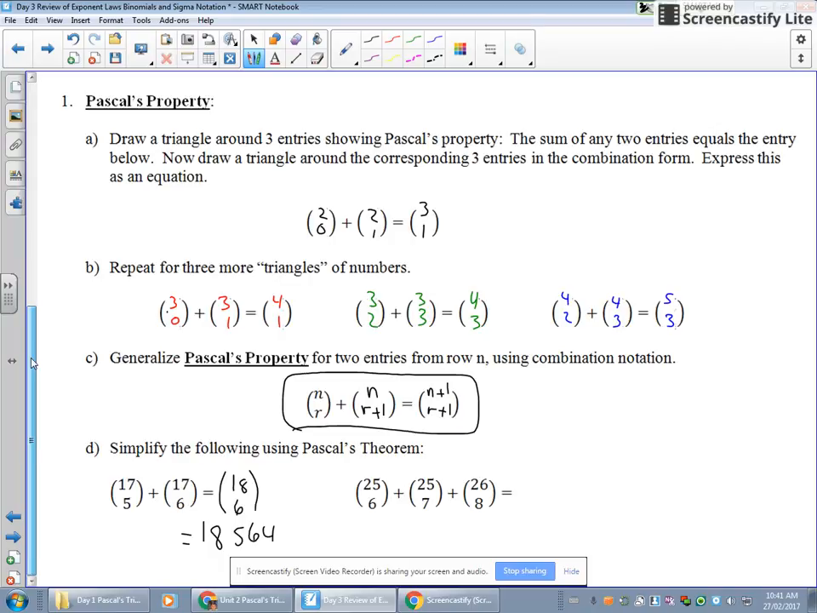All right, so in this particular case, I'm going to simplify this portion first. 25 choose 6 plus 25 choose 7 is the same as 26 choose 7 plus my remaining term of 26 choose 8. And that can be simplified as 27 items choosing 8 items.